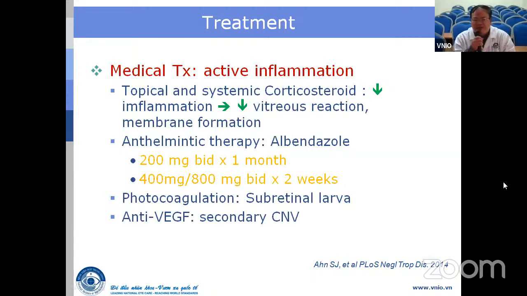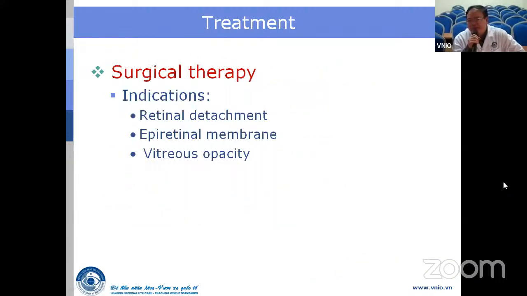And if we found the larva subretinal, we do photocoagulation. We use anti-VEGF also if we found CNV. Surgical therapy, I mean that's PPV, pars plana vitrectomy. The indication should be retinal detachment, retinal membrane, vitreous opacity.